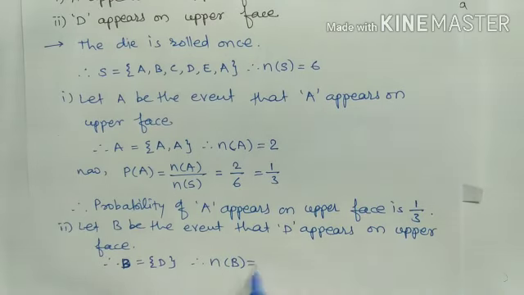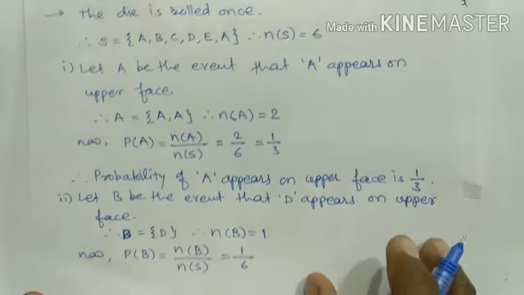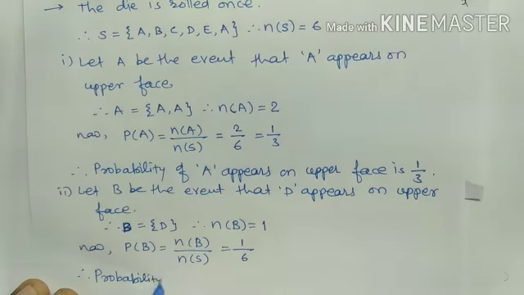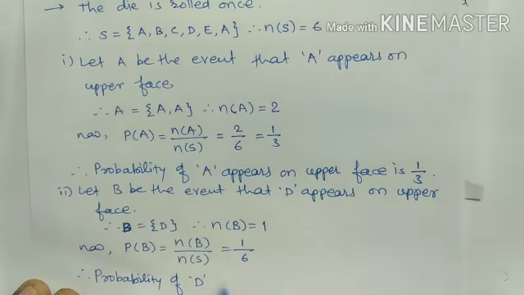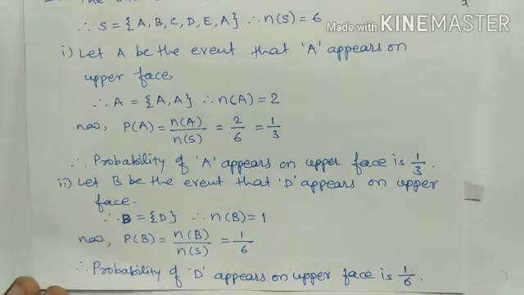Therefore number of B equals, how many sample points in this event? It is 1. Therefore number of B equals 1. Now the probability of event B equals number of B upon number of S, that is equals 1 upon 6. So here we write the answer. Therefore probability of D appears on upper face is 1 upon 6.